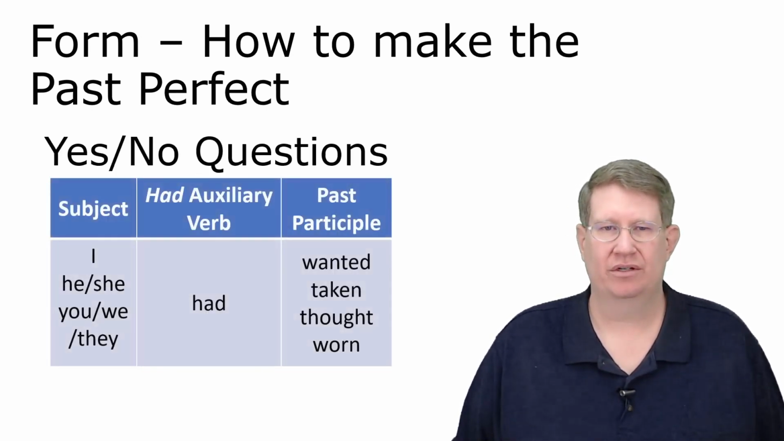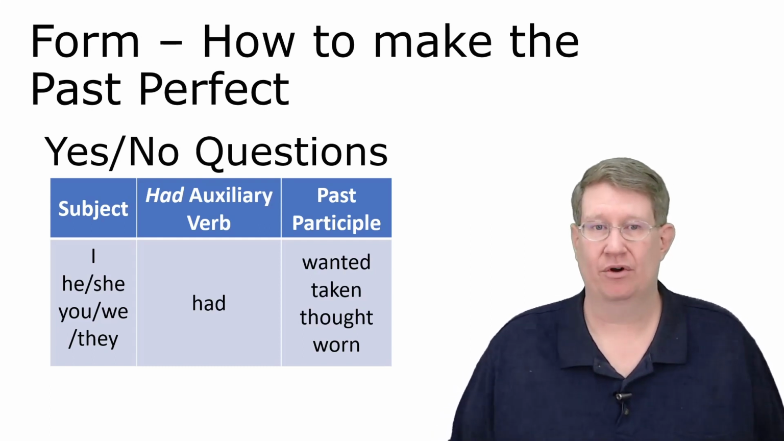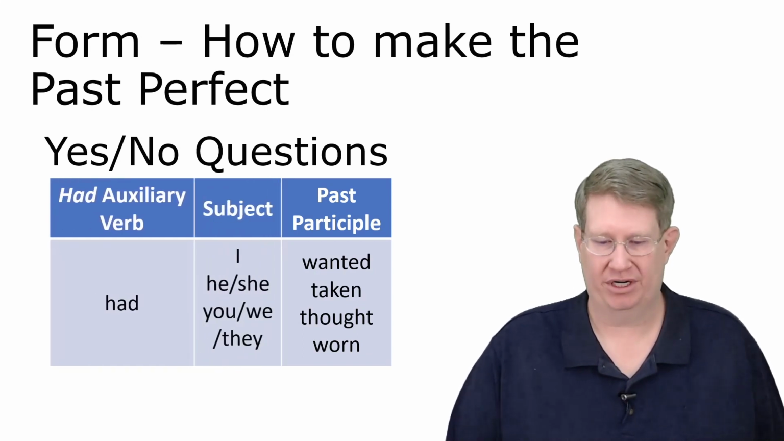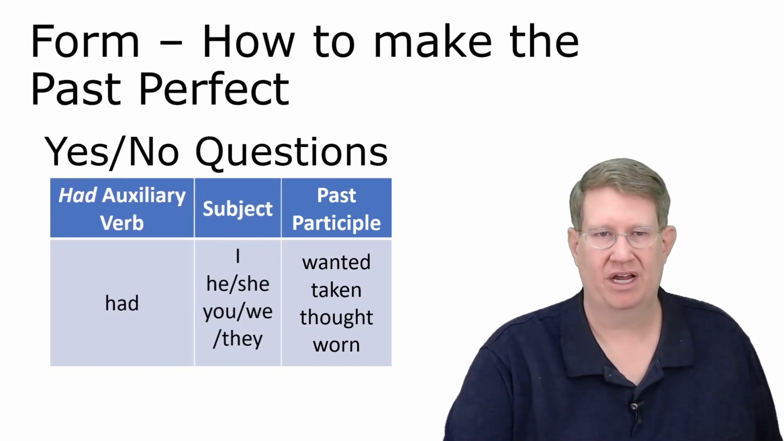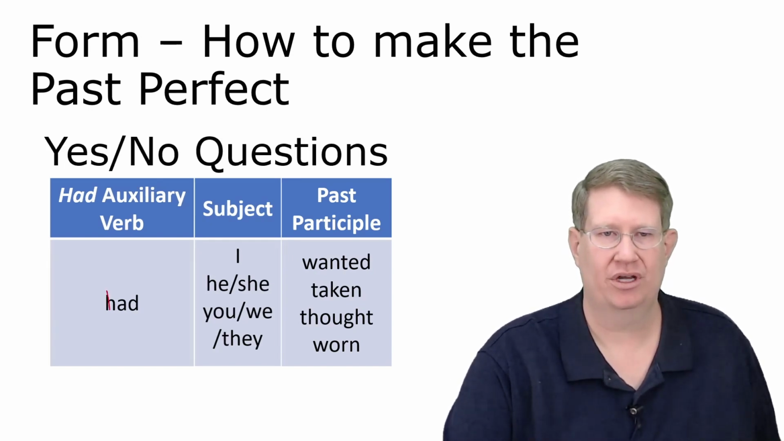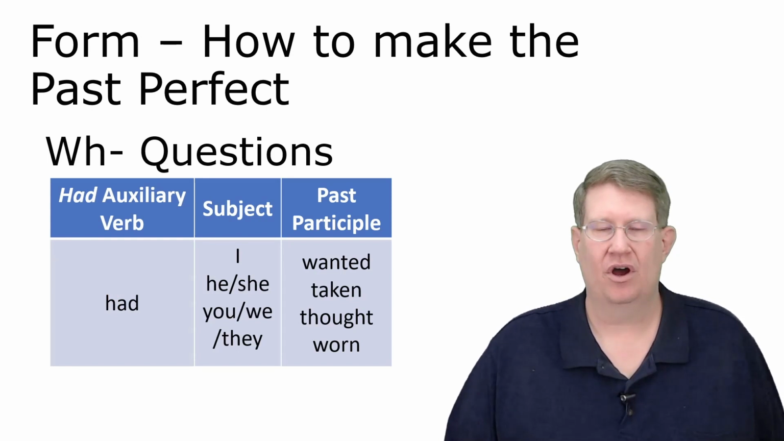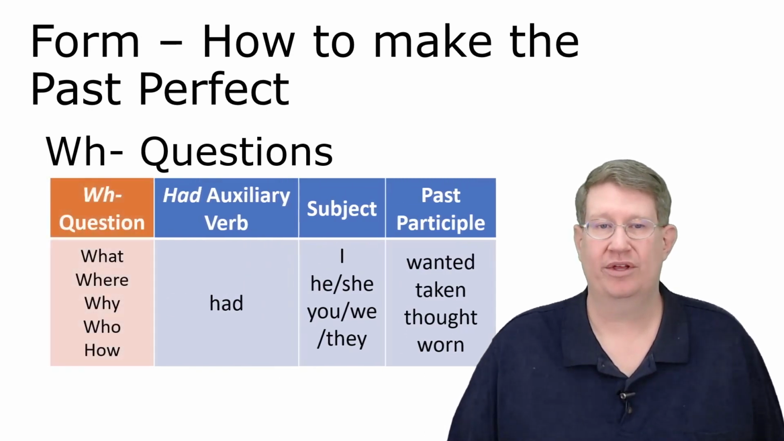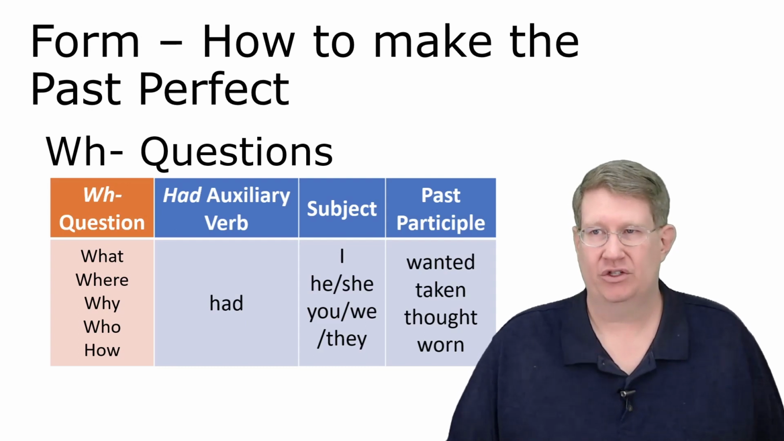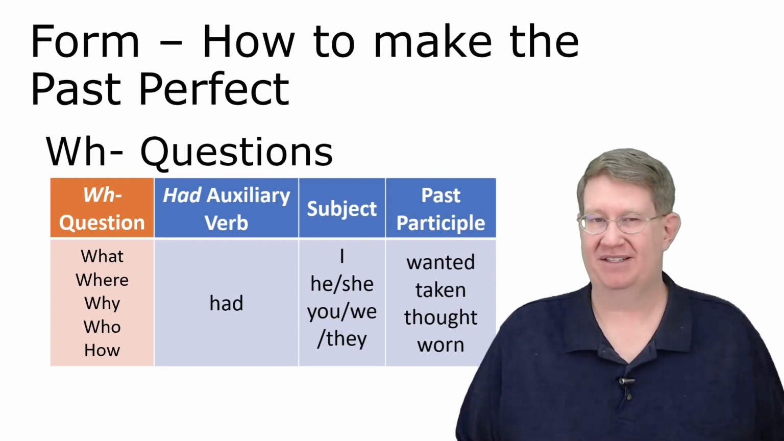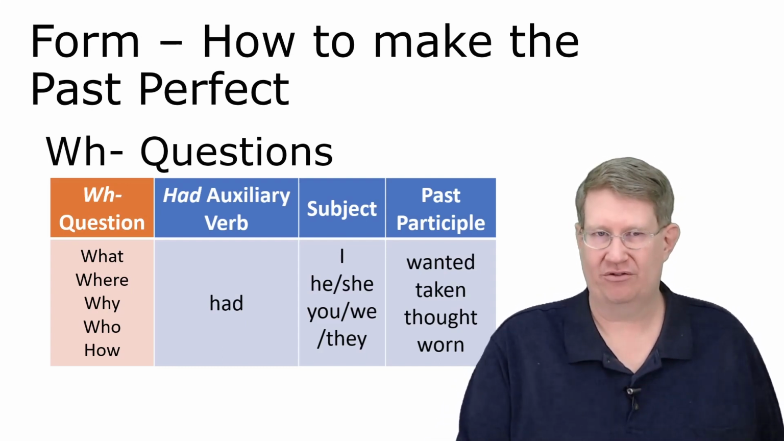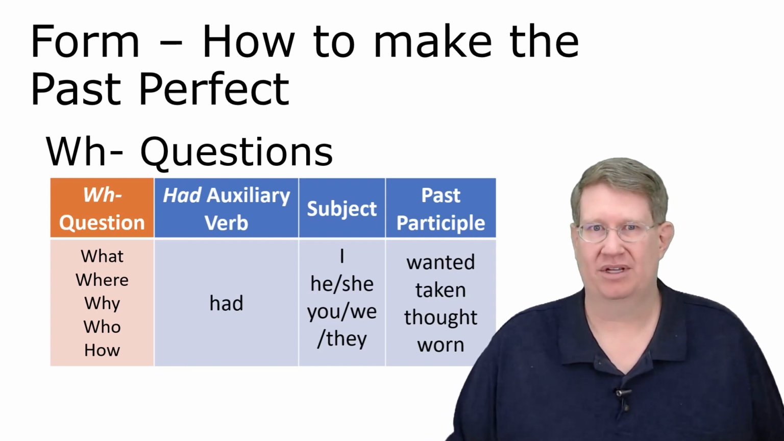For yes/no questions, we go back to where we were at the beginning. I had wanted, and we just invert or reverse the auxiliary and the subject. Now this is the beginning of the sentence, so really I should have a capital H here, but you get the point. For WH questions, all I need to do is to just slide that whole thing over and add a question word. So it really isn't that complicated to use the past perfect. It feels a little bit fancy, maybe, because we've got the extra auxiliary, but it really isn't that complicated.